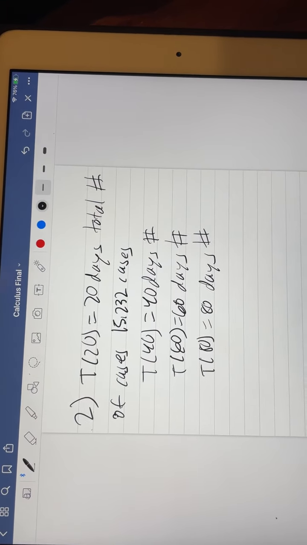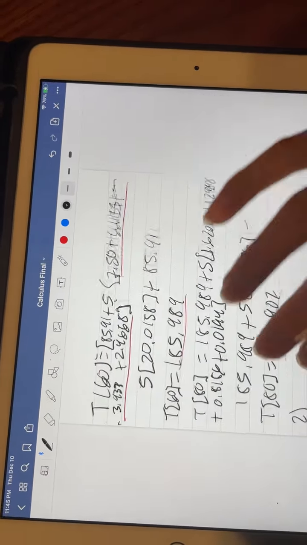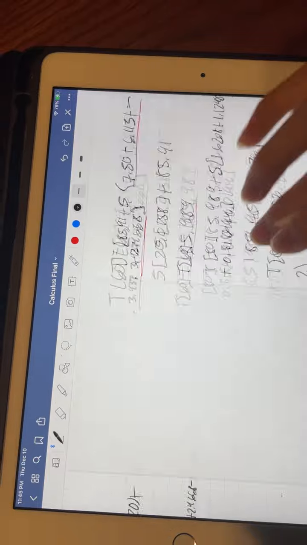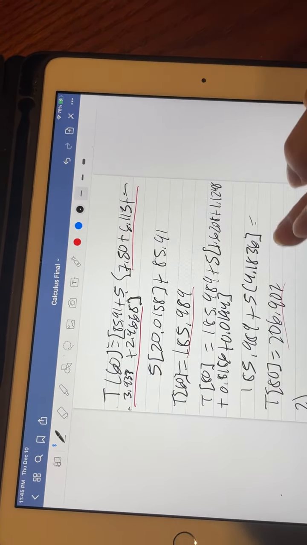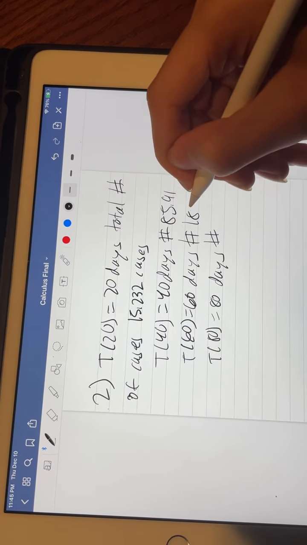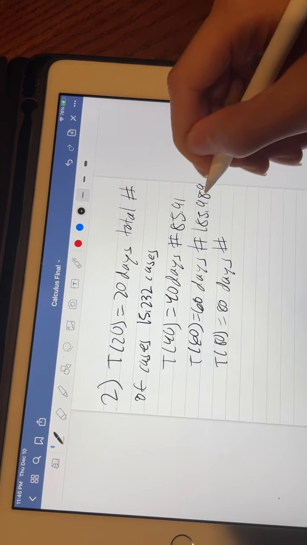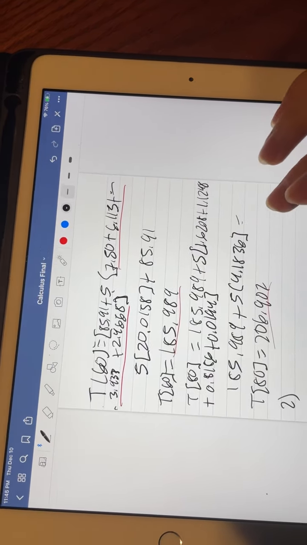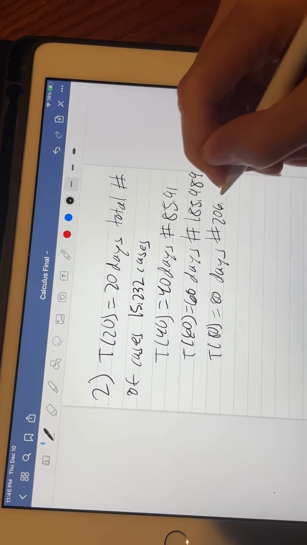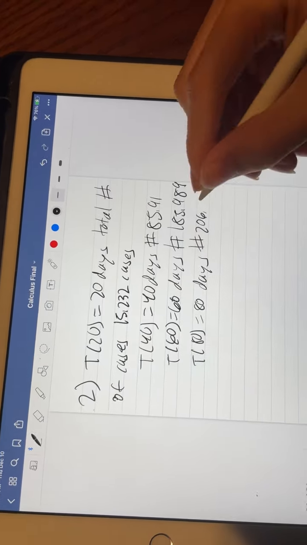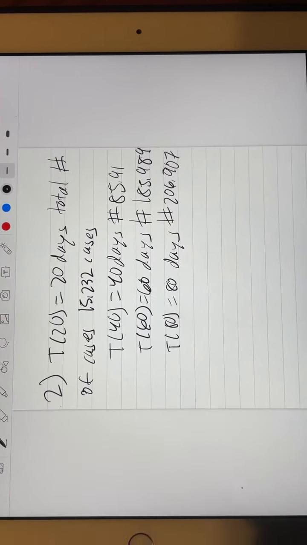All right, so for 40, if we look back on our work, it should be 85.91. For 60 days, 185.989. And then after 80 days, 206.907. All right, and that's it for number 2, and that's all it is.